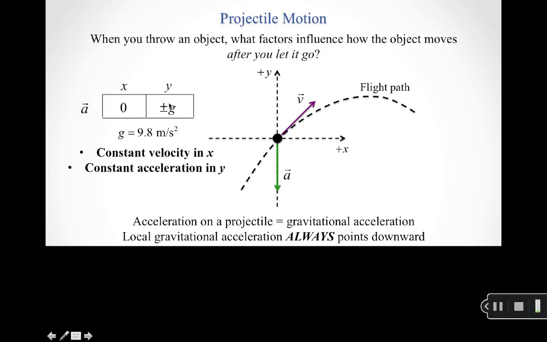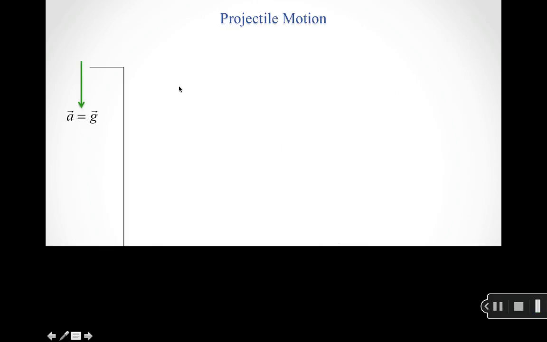I do have a non-zero component for y. So my vertical component of the acceleration doesn't equal 0. So I know I'm going to have acceleration, but it has a constant value. So I have constant acceleration motion. So what we're going to see is that in projectile motion, I will have constant velocity motion horizontally and constant accelerated motion vertically. So let's see how that comes about.